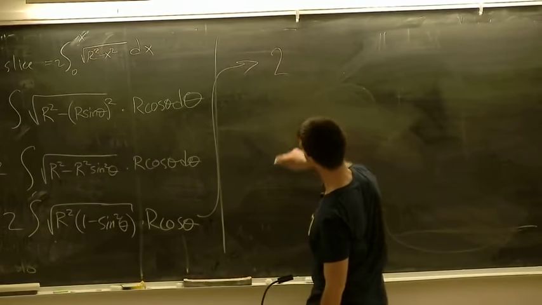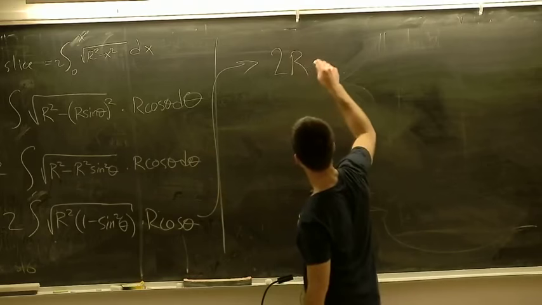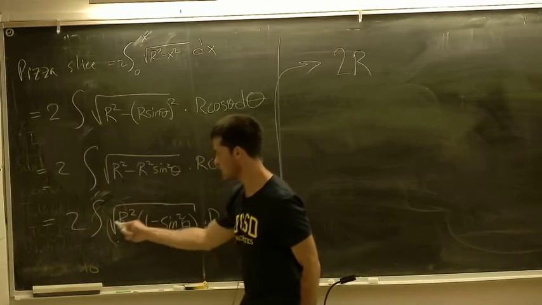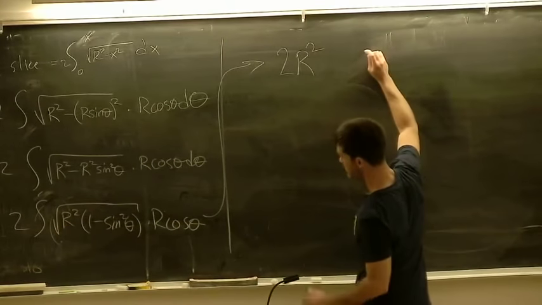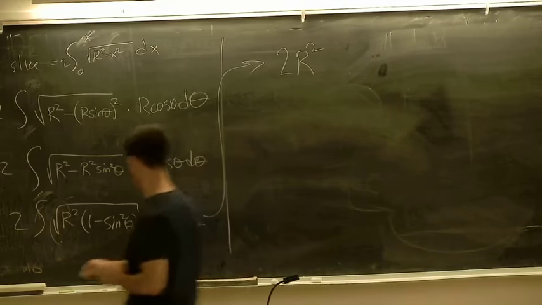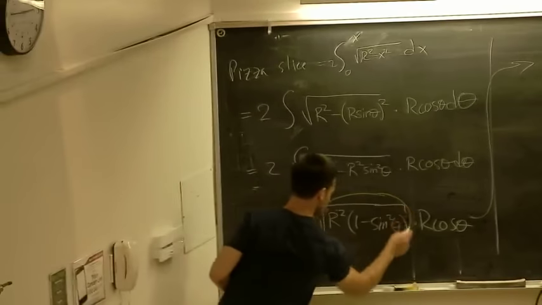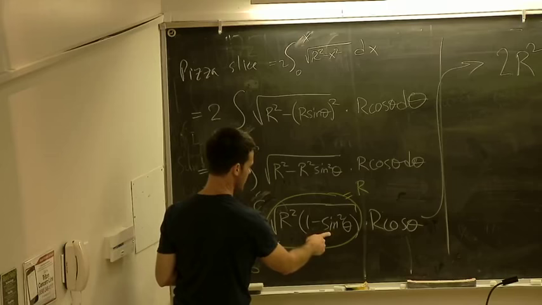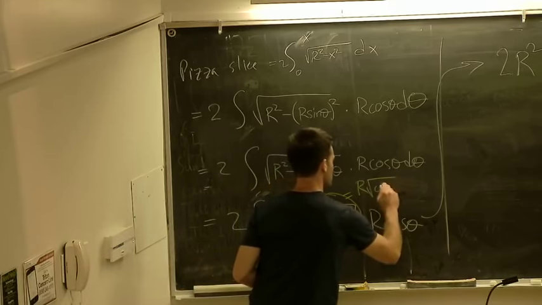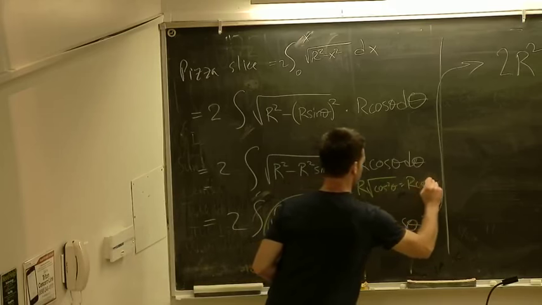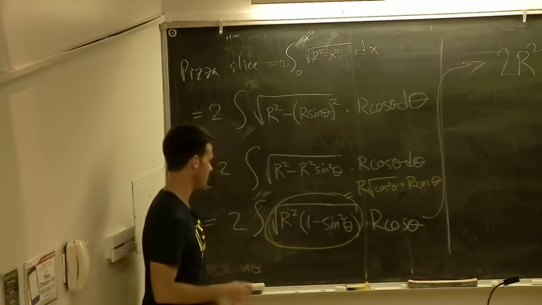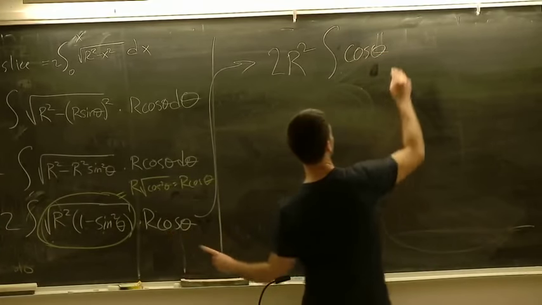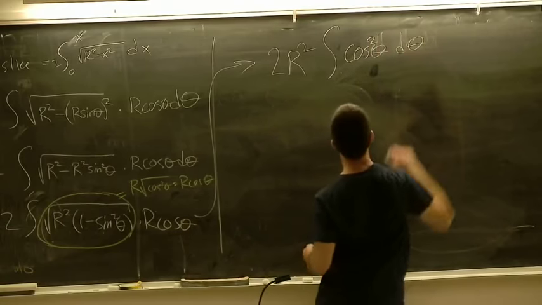So I get a 2. Here, let's bring this r out in front. In fact, this r we can also bring in front, right? The squared and the square root cancel, so I actually get an r squared. So this whole term is equal to r. 1 minus sine squared is cosine squared, so it's just r cos theta. Okay, this whole term here. So I get a cosine theta, and I get another cosine theta.